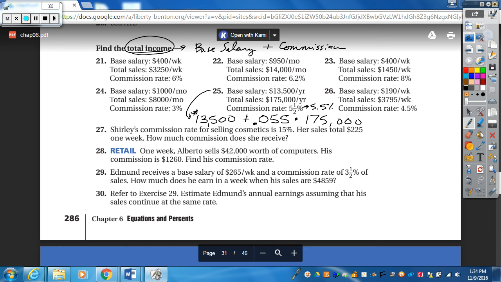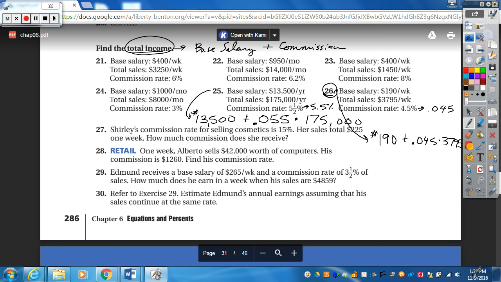For number 26, if I go ahead and look at that one, going to be the same thing, $190 per week, and then we're going to add in 4.5%, so 0.045 of $3,795 for that week. Okay, I know it's a bad 5 right there, but 4.5% of $3,795 and add in the $190. That will give you their total salary for that week.